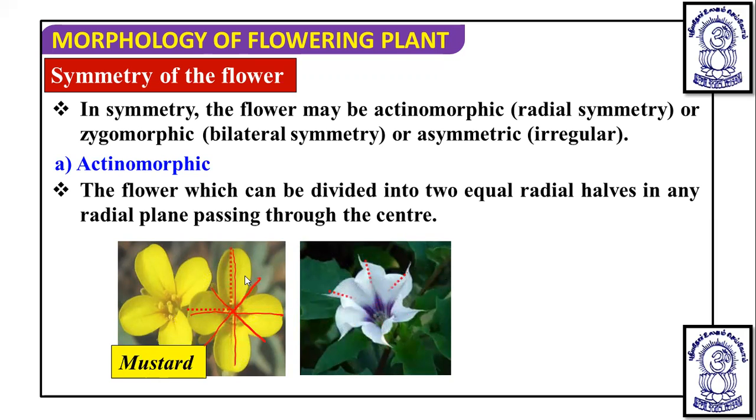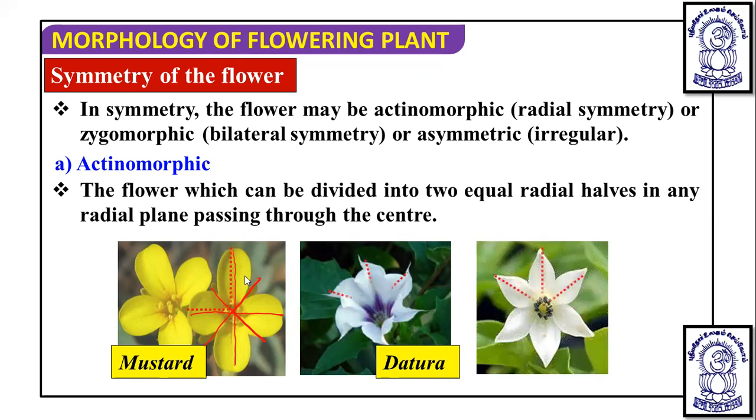The same is visible here also in datura, and it is also visible in the same way in chili. So it is actinomorphic symmetry. You should remember the examples. Mustard is a dicot. Datura and chili are dicots. Mustard is an example of the Brassicaceae family. Datura and chili you will study in the Solanaceae. Okay. So this is the thing we will study.